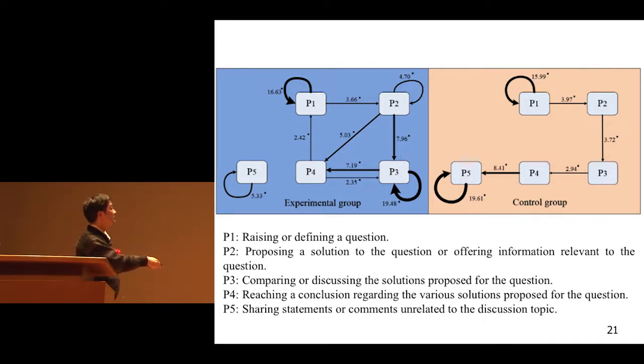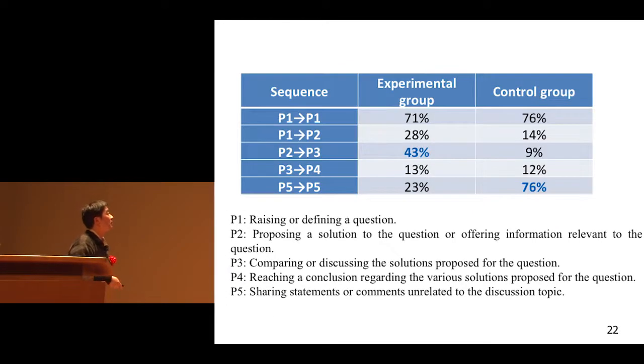And then P3 to P3 means they keep making comparisons, but that did not happen in the control group. So in the experiment group, they try to raise more answers, and also make more comparisons than this group. So we use this to explain why this group had better learning achievement than the other groups.